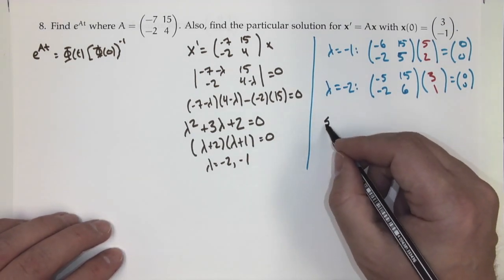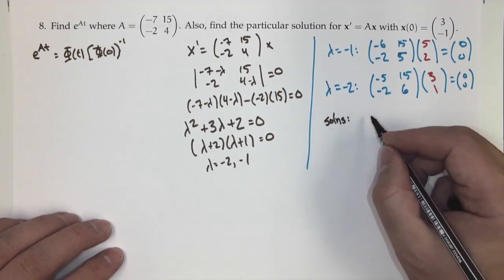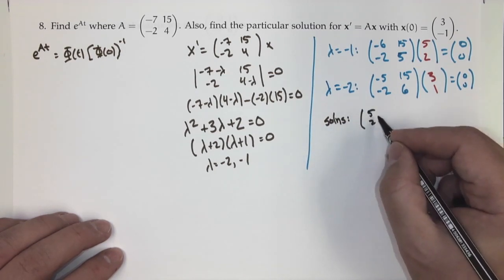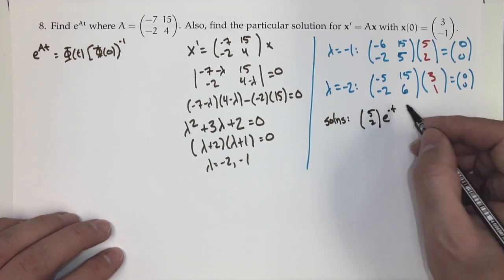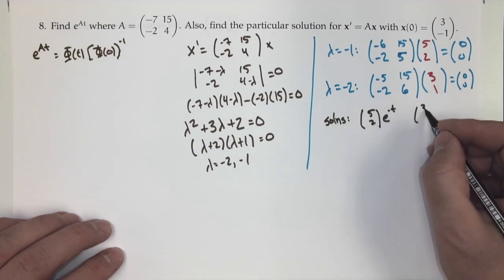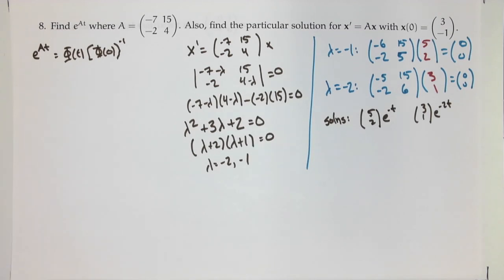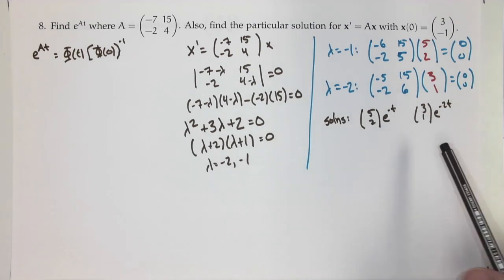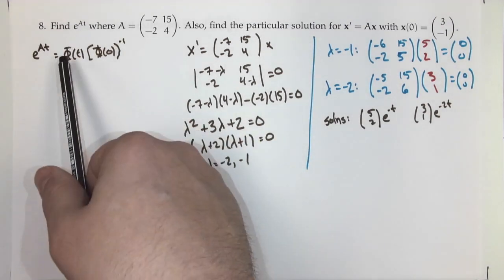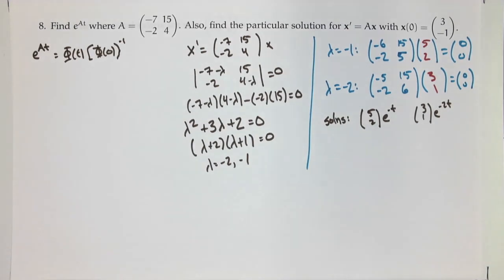Our solutions look like this. They look like 5, 2 times e to the minus t and 3, 1 e to the minus 2t. Okay, so now we found solutions to this differential equation. But remember, our goal was to find e to the at. So how does solving this differential equation get us closer to our goal?